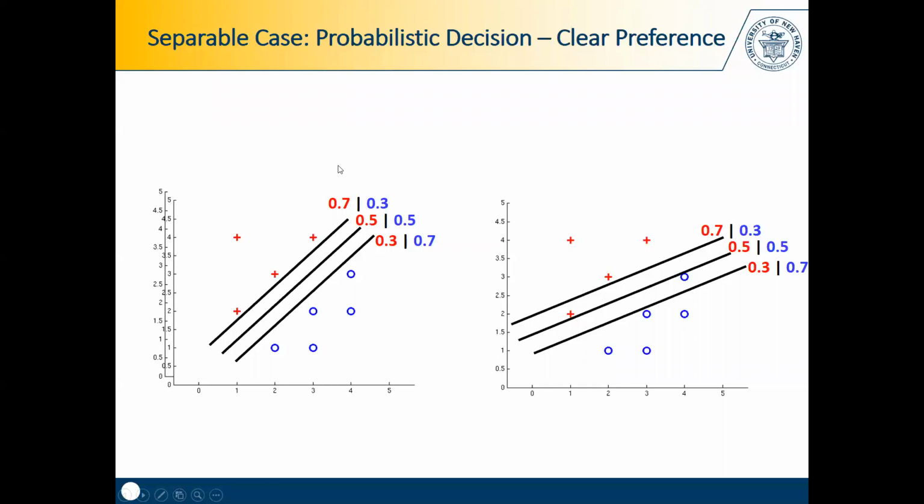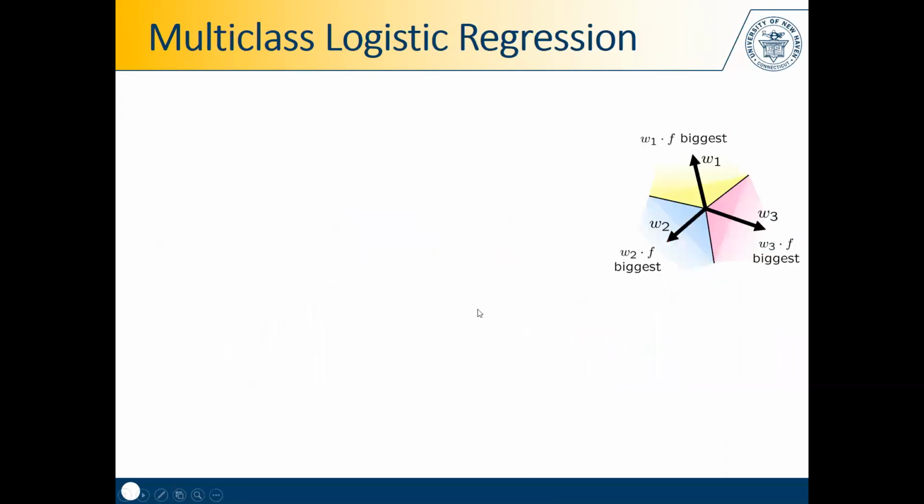So this is a more clear and more preferred solution in terms of decision boundaries compared to this one. Let's dig a bit deeper into that by looking at the case of multiclass regression.